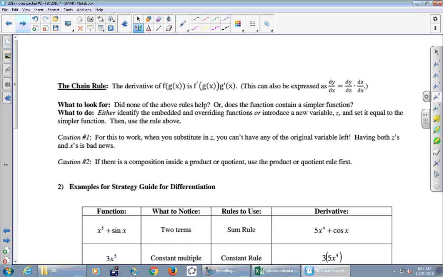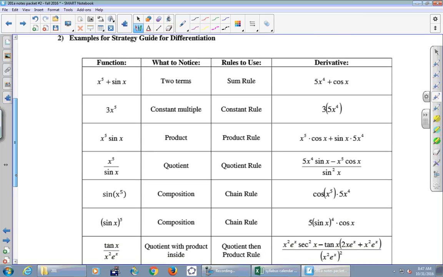First caution, for this to work, when you substitute in Z, you can't have any of the original variable left. Again, we don't do that very often. And caution number 2, if there's a composition inside a product or quotient, you've got to make sure you do the product or quotient first and then let the composition happen whenever you're supposed to take the derivative of that piece of it.